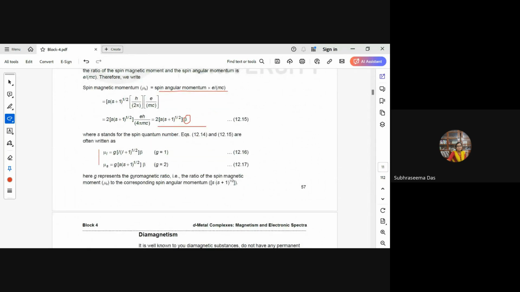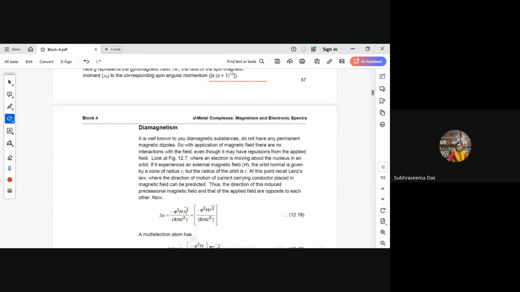Now if we combine both equations, mu L is equal to g times the square root of L into (L plus 1), times beta. Similarly, mu S can be given as g times the square root of S into (S plus 1), times beta. Here the g present in equations 12.16 and 12.17 is called the gyromagnetic ratio. That is, it is the ratio between the spin magnetic moment mu S and the spin angular momentum, which is given by the square root of S into (S plus 1). So this is about paramagnetism.